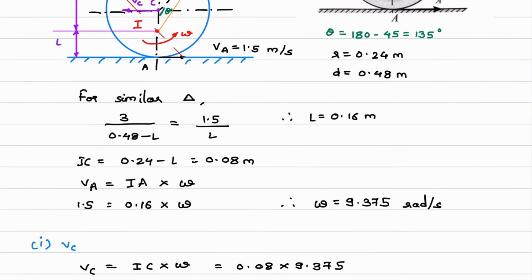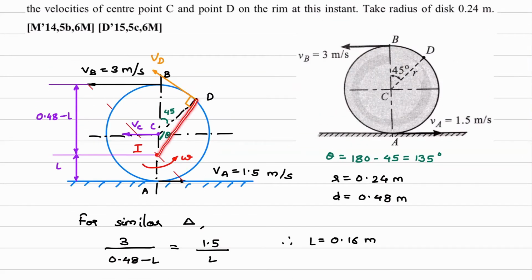Now since distance ID is known, we can calculate VD. VD is perpendicular to ID. So VD will be equal to ID into omega. How to get the direction of this VD? Omega is in anti-clockwise direction, meaning VD should be at left. If you keep your thumb at I, keep your index finger at D and rotate it in the direction of omega, anti-clockwise, it means that VD should be in this direction and not towards this direction.